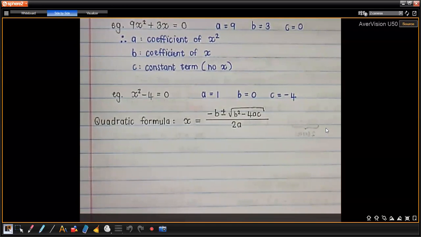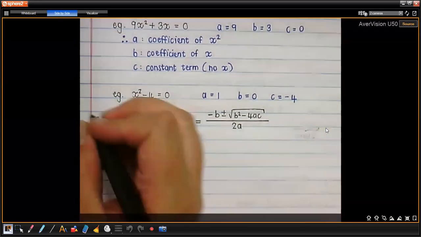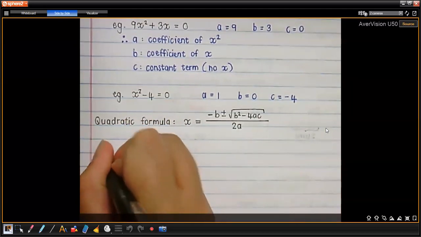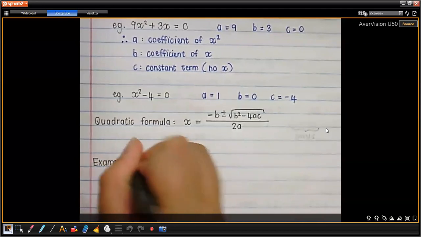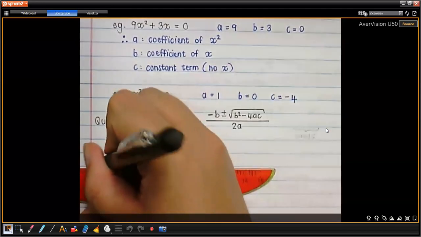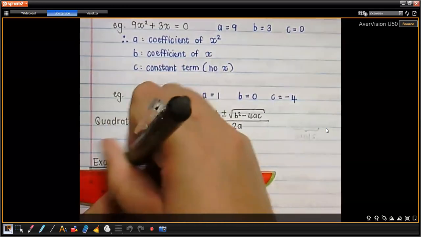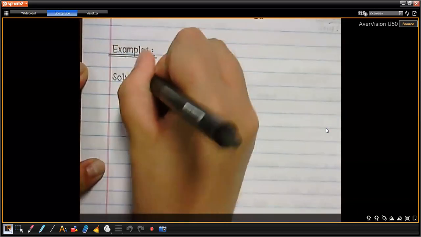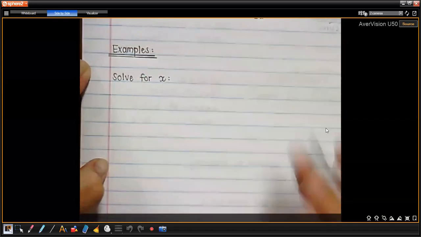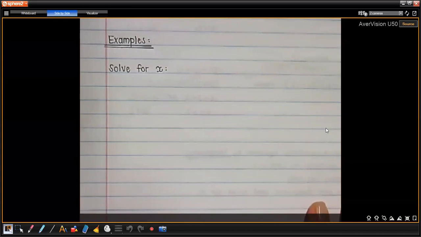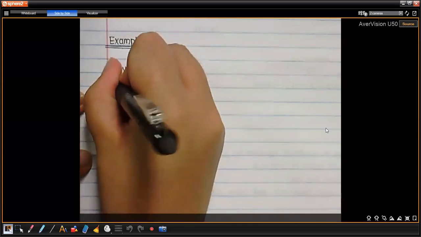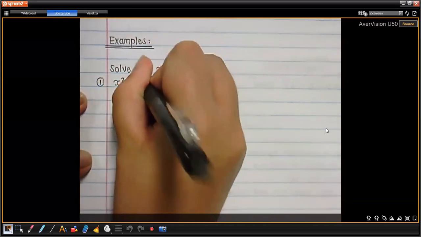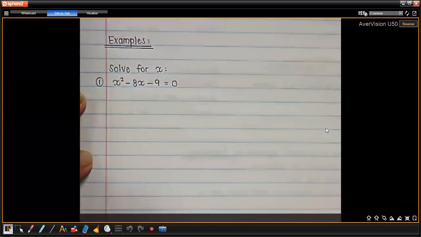Okay, let's practice that, guys. Let's do examples. Yeah, the question is just saying solve for x. The first one is x squared minus 8x minus 9 equals 0.